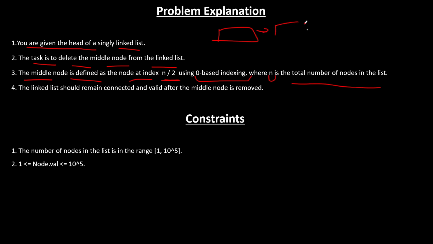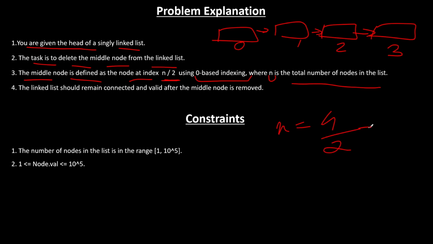So what they're trying to say, let this be a linked list and let this be the zero-based indexing for each node. So here n is 4, the number of nodes is 4. We divide it by 2, we get 2 as the output, right? So according to them, n divided by 2 is the middle node here. So this will be the middle node, fine.